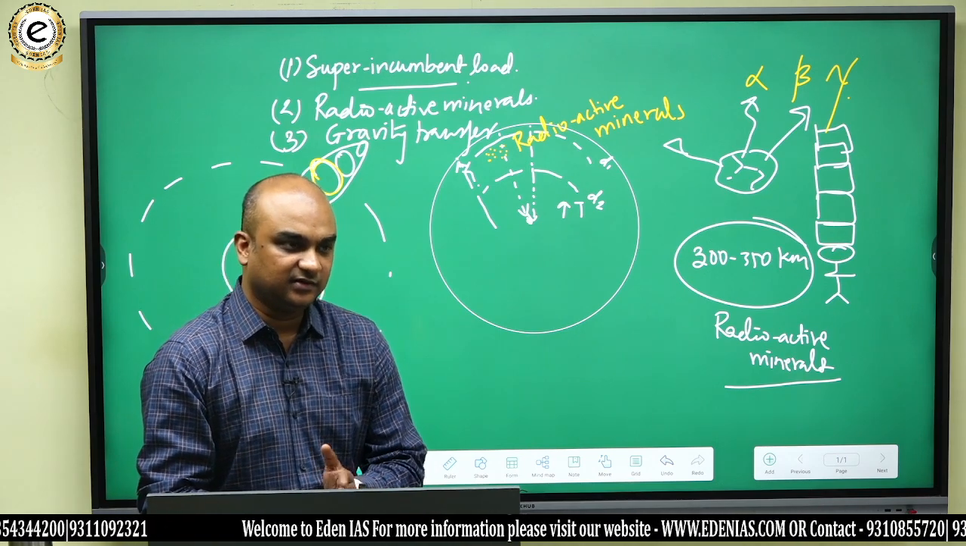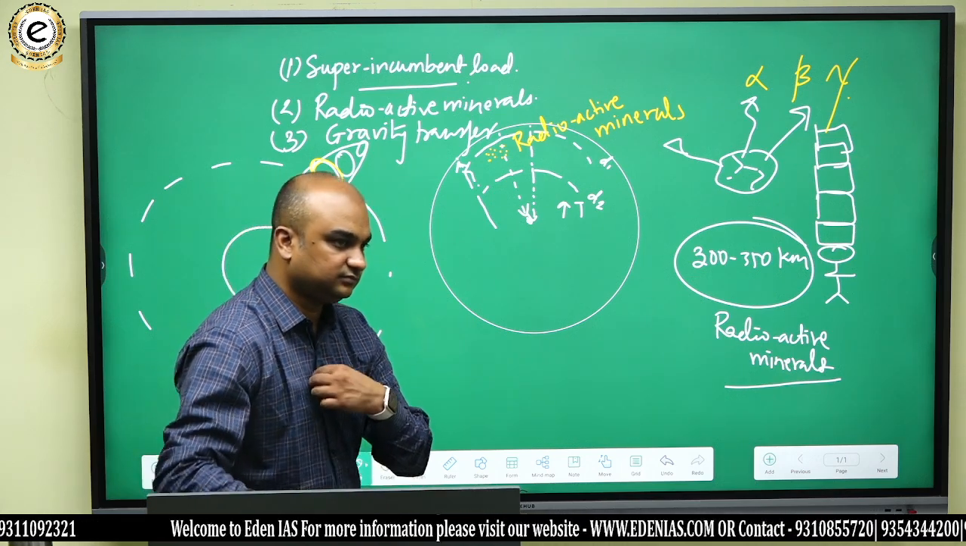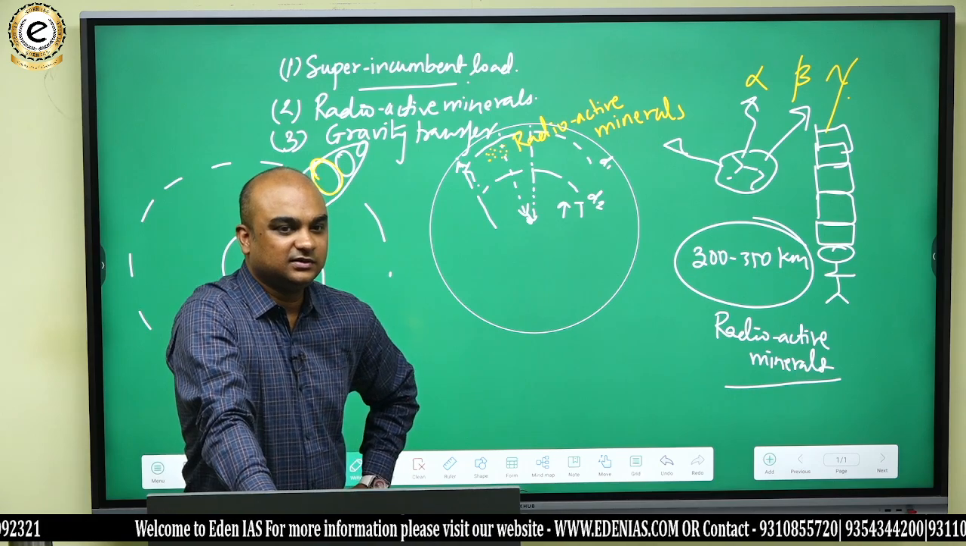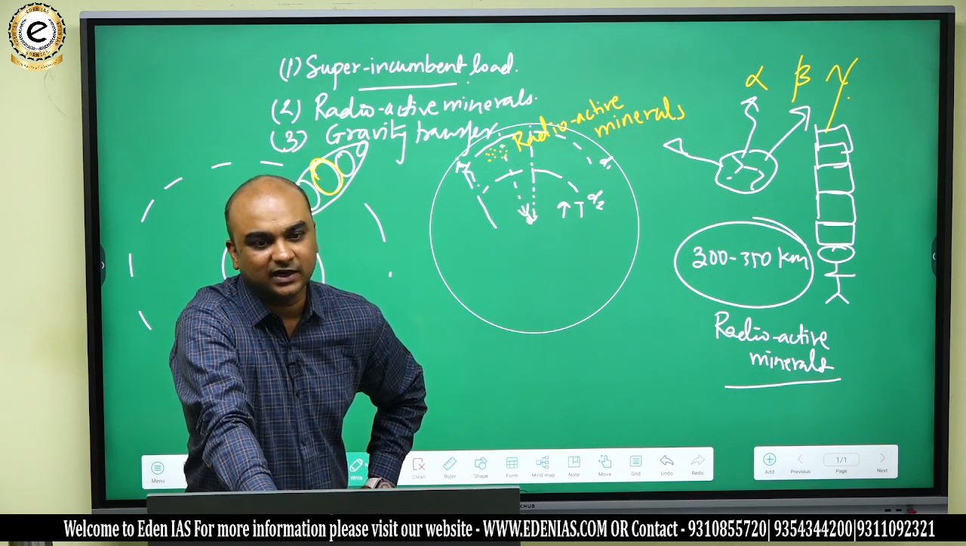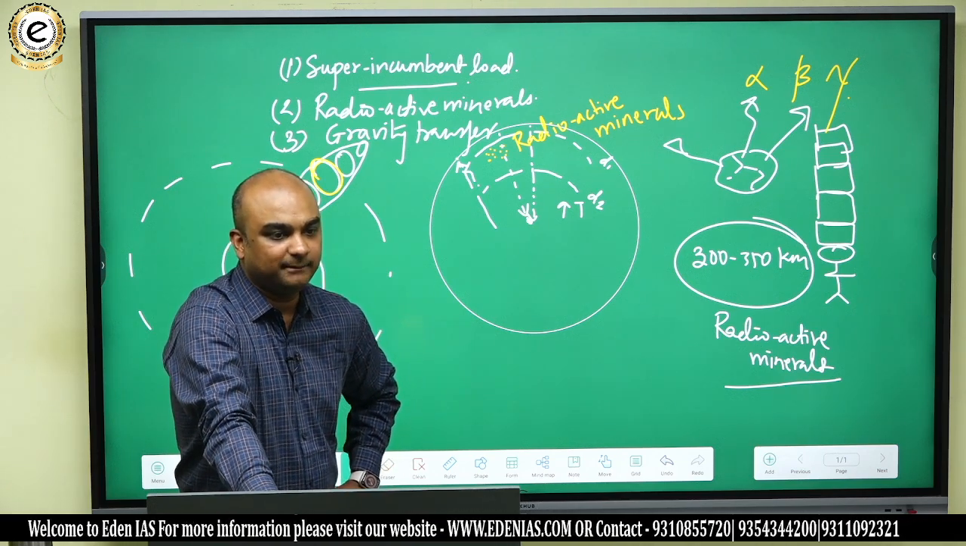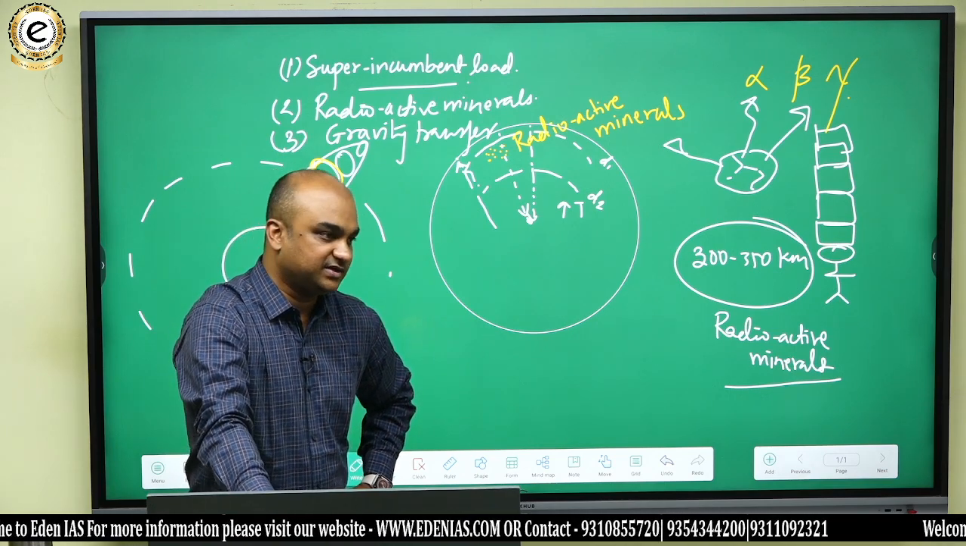Such decay releases radiations. In bracket you write alpha, beta, gamma, close the bracket, that generate heat.